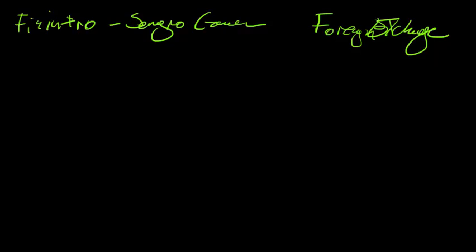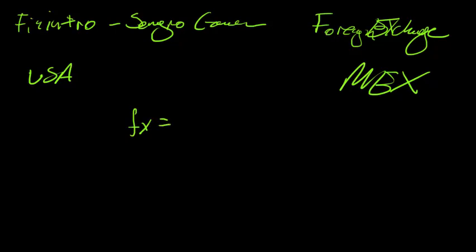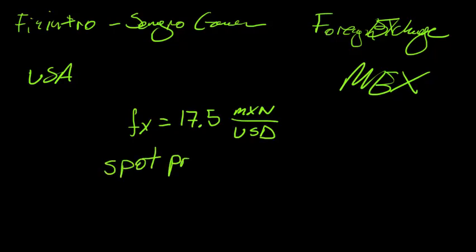So the lesson today is going to be all about foreign exchange. We're going to set up two countries here. We happen to be on the U.S.-Mexican border, so that works out really nicely for us. Today the foreign exchange rate is equal to 17.5 Mexican pesos, MXN, Mexican Nuevos pesos, over U.S. dollars. We refer to this as the spot price. The spot price is the price that exists right now, 17.5 MXN.